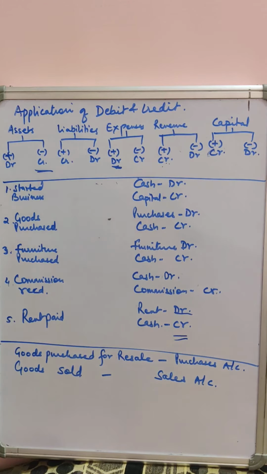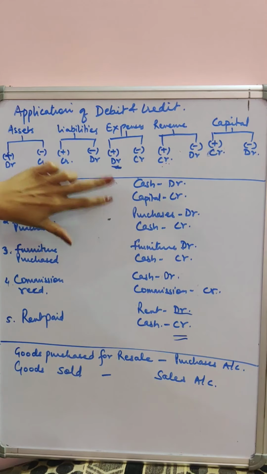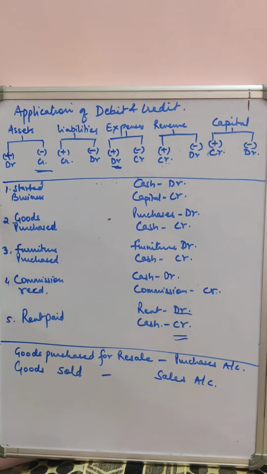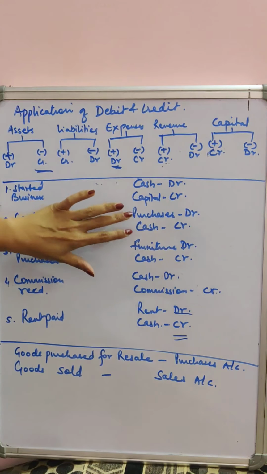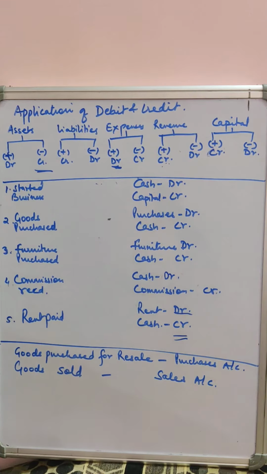Daily we are going to take up only 5 transactions, but try to understand the rules of debit and credit very clearly. That will help you journalize these things later on. So the first thing we did is started business with cash. Try to identify what two things are there. In this we have cash and capital. Follow this rule. Second, goods purchased. Here we have purchases and cash. Again it belongs to asset.